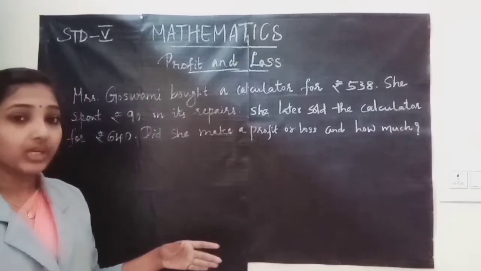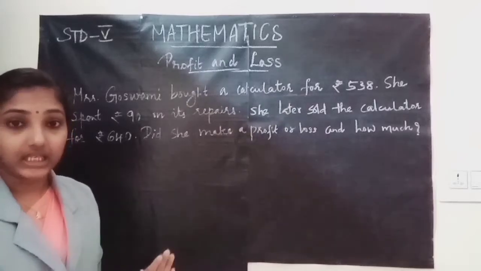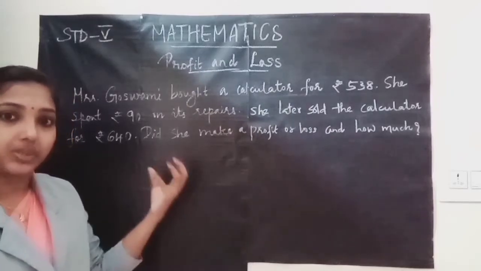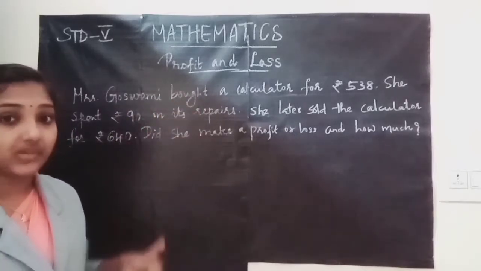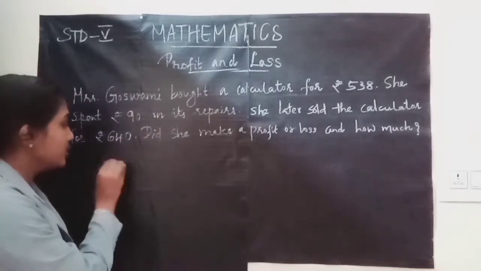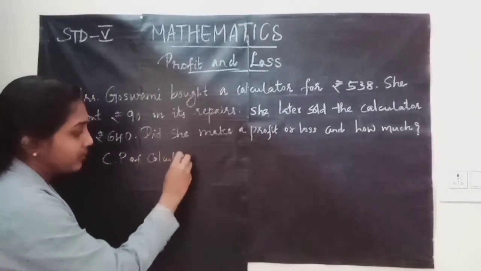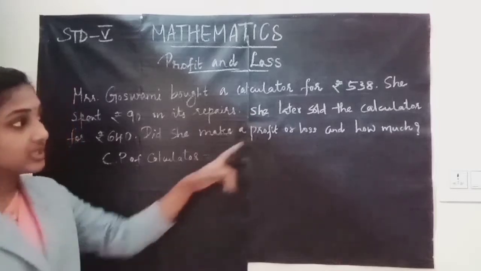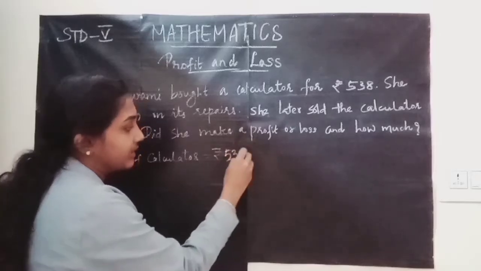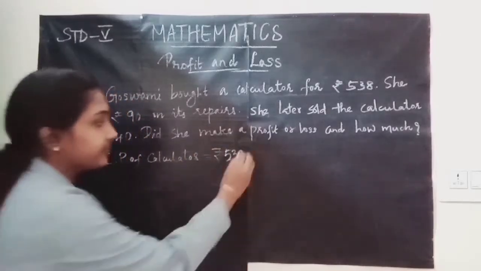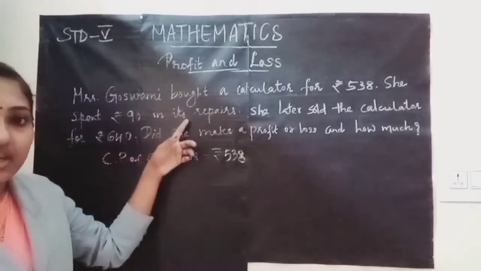Here, what all things are given? Mrs. Goswami bought the calculator for rupees 538. The price at which the goods are bought is called the cost price. So here the cost price of the calculator is given: cost price, CP, of the calculator is equal to rupees 538. And she spent rupees 90 on its repairs.